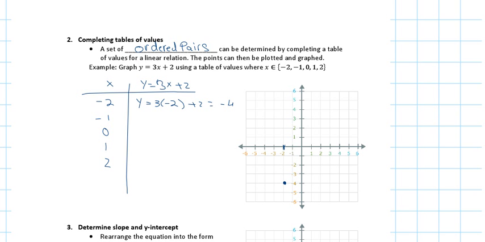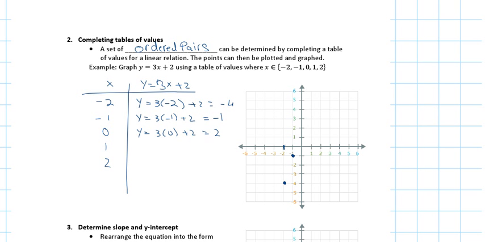I can do the same thing with -1, so I plug in -1. So that's -3, add 2, that's -1. So my point is going to be -1 for x, -1 for y. So I can find this point, it's right here on my graph. Okay, x is -1, y is -1. And if I plug in 0, 3 times 0 plus 2, that equals 2.